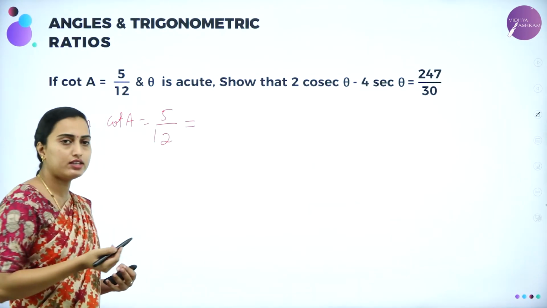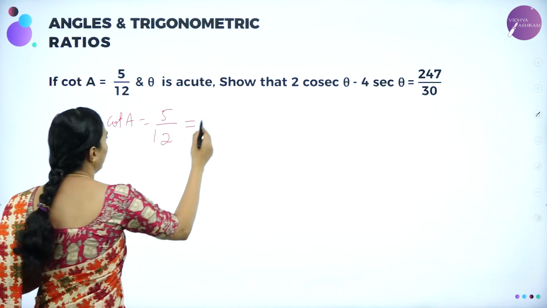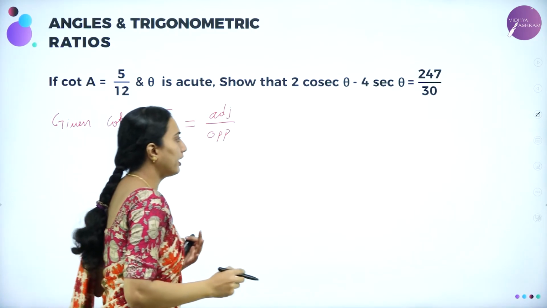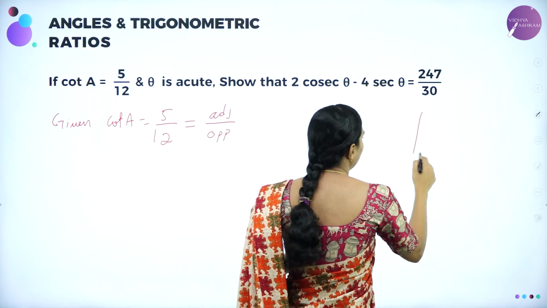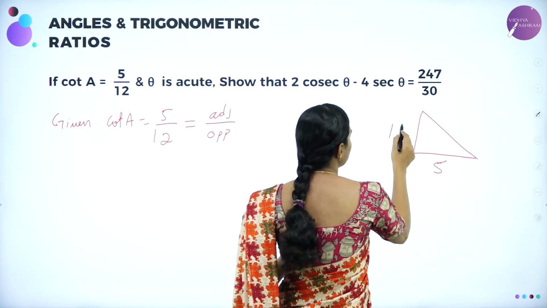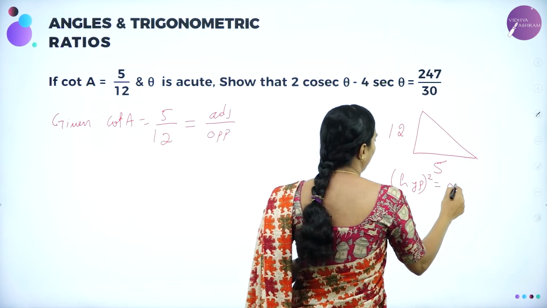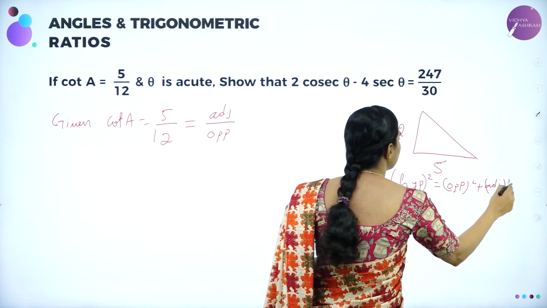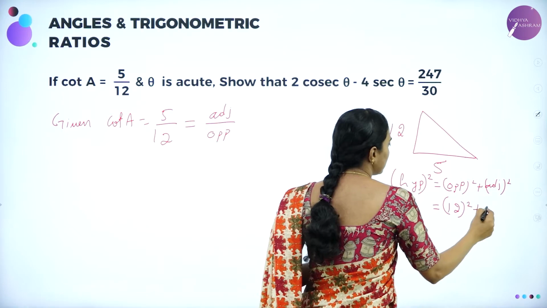But what is cot A, dears? It is nothing but cot theta is adjacent divided by opposite, right? So therefore this is the adjacent side divided by opposite side. In the right angle triangle, because I want cosecant theta and secant theta, adjacent side they have given as 5 and opposite side is 12. So hypotenuse will be equal to what? Hypotenuse squared is opposite squared plus adjacent squared.